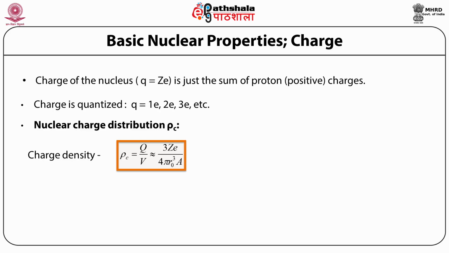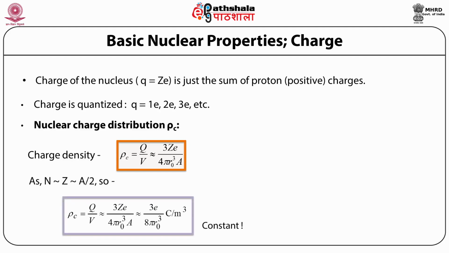When we calculate this value for most of the nuclei, N is nearly equal to Z, which is nearly equal to A by 2. So when we calculate the value for a general nucleus, we find that it comes out to be around 3e over 8 pi R0 cube, Coulomb per meter cube. All the terms in this expression, 3e over 8 pi R0 cube, are constant. So the value comes out to be a constant. It means the charge density within the nucleus is constant. And this has been proved experimentally also.